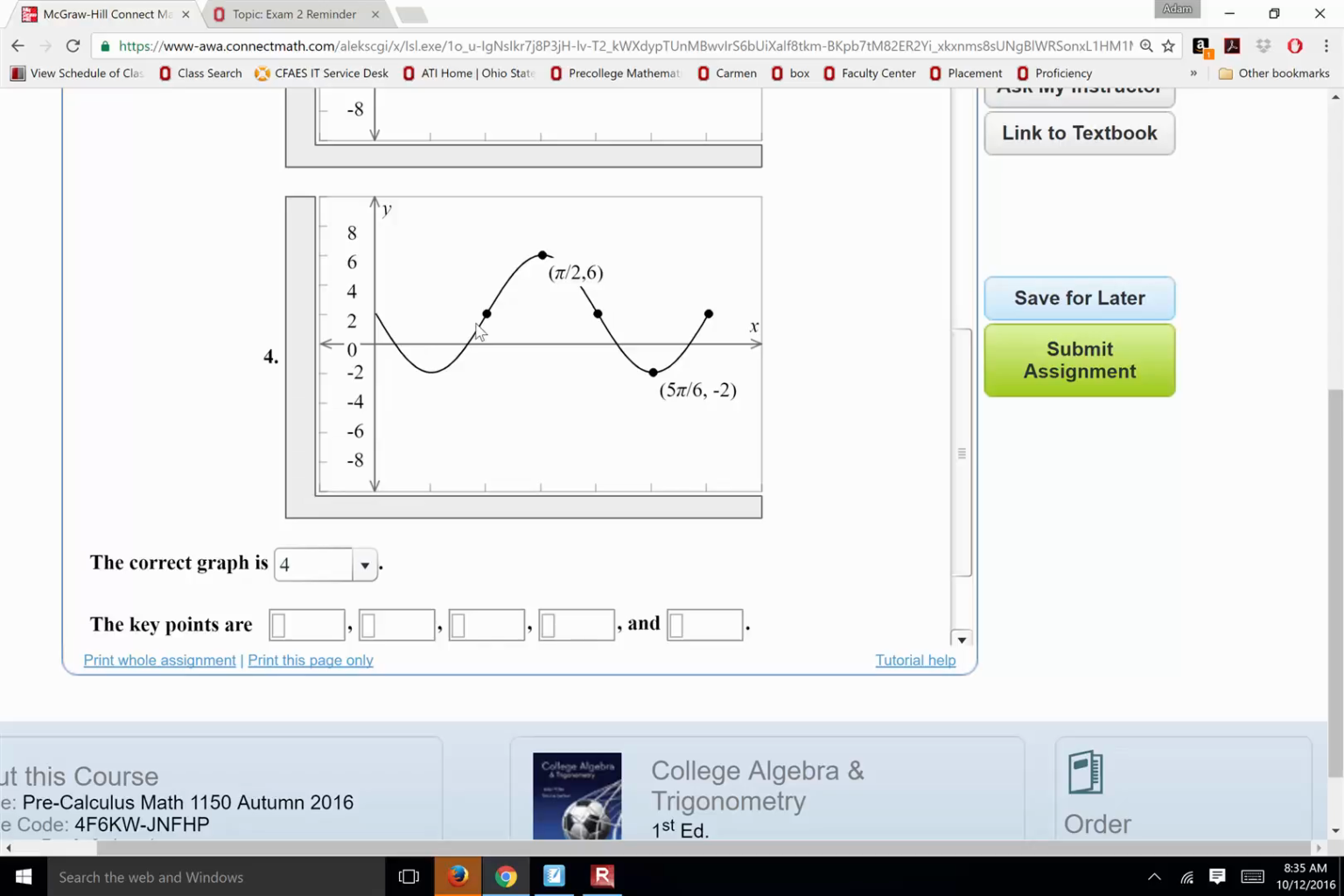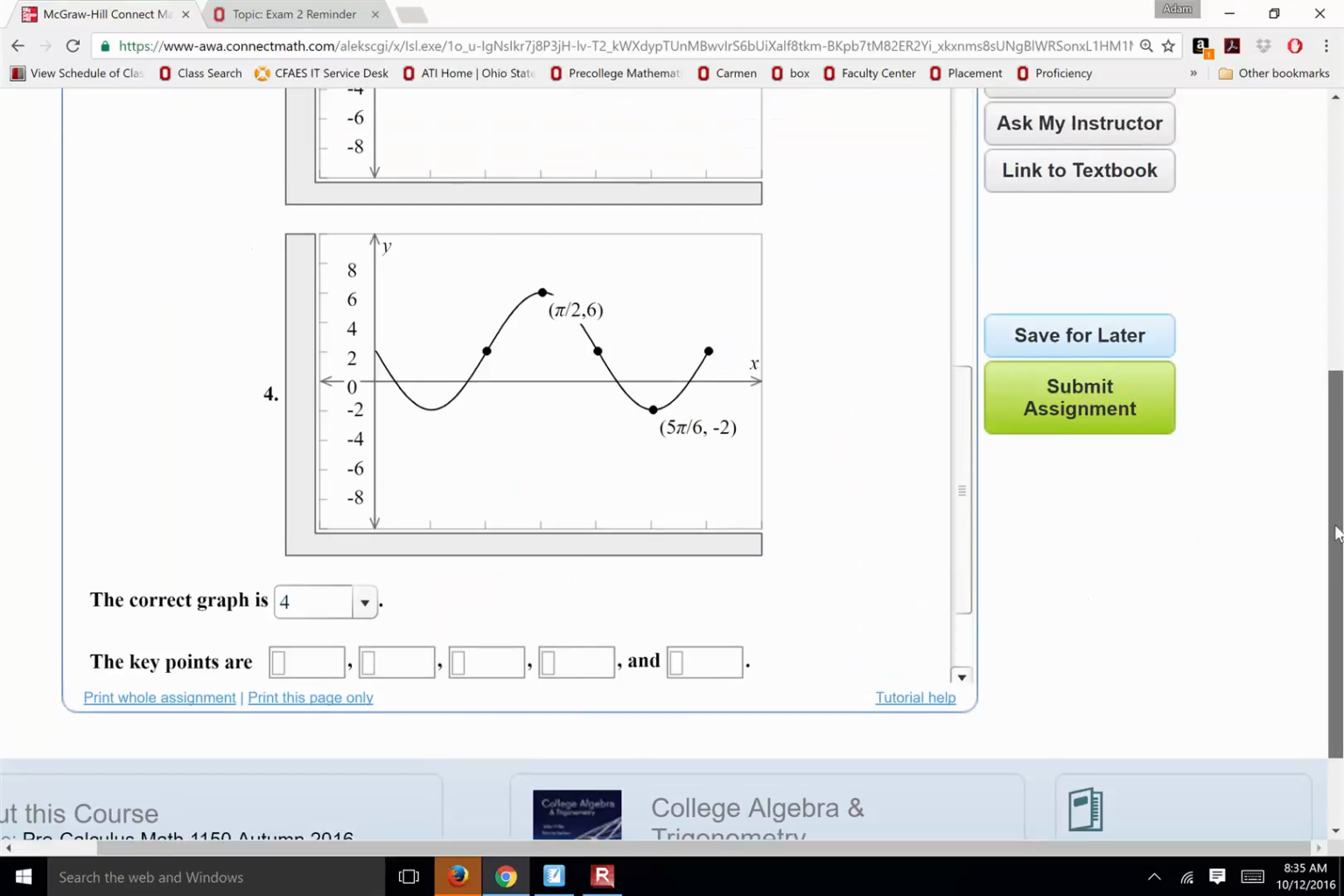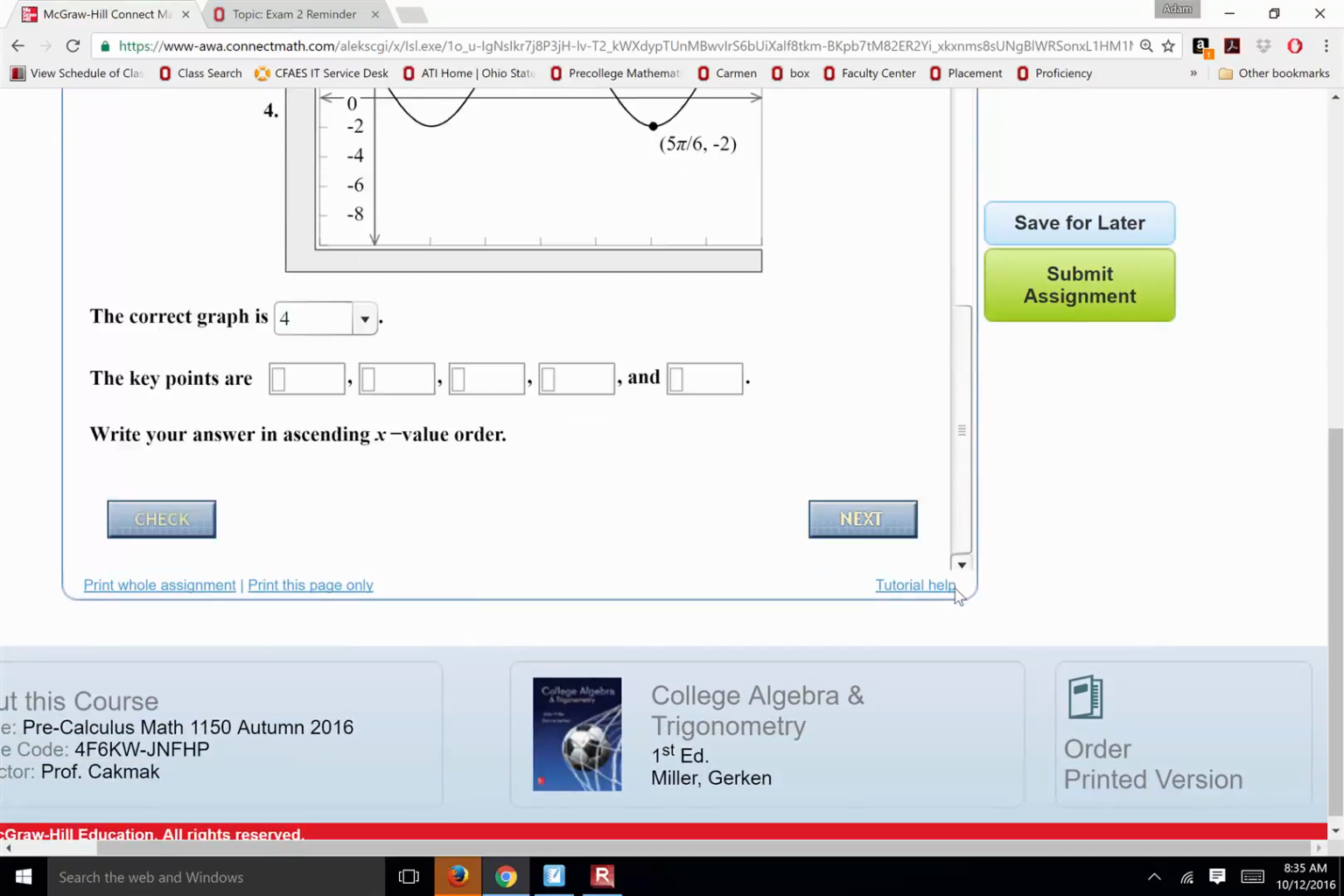So they want these 5 values. I'm marking it. This, 3, 4, 5. Okay? Let's solve it and see. Right, we're done.